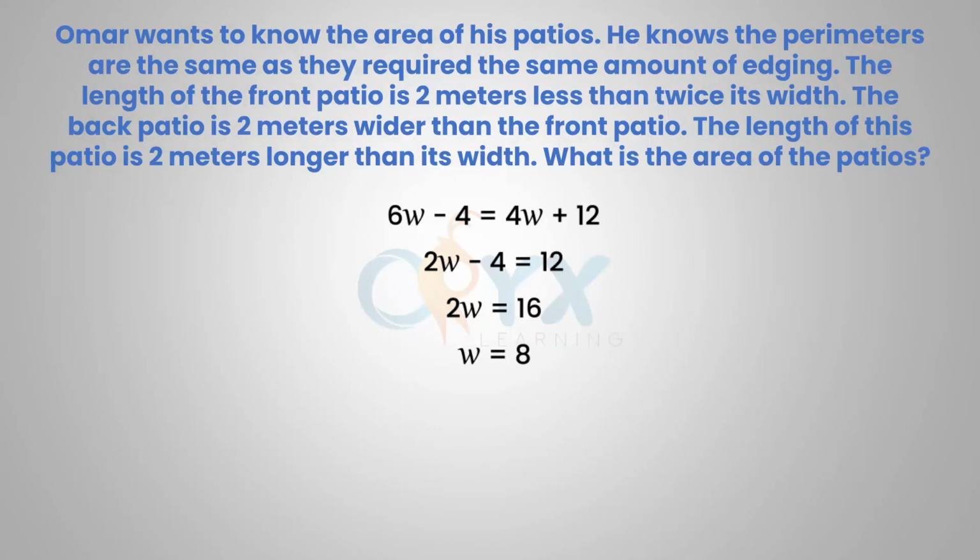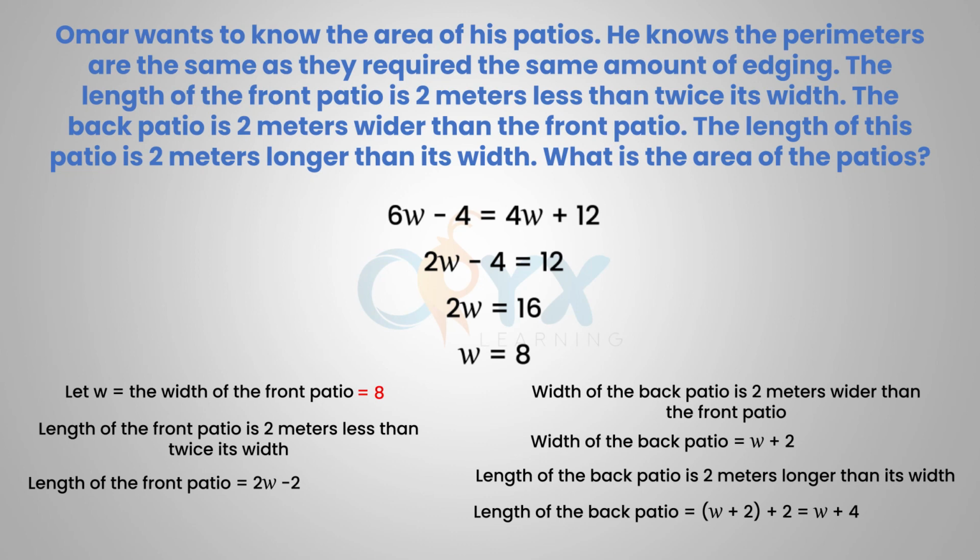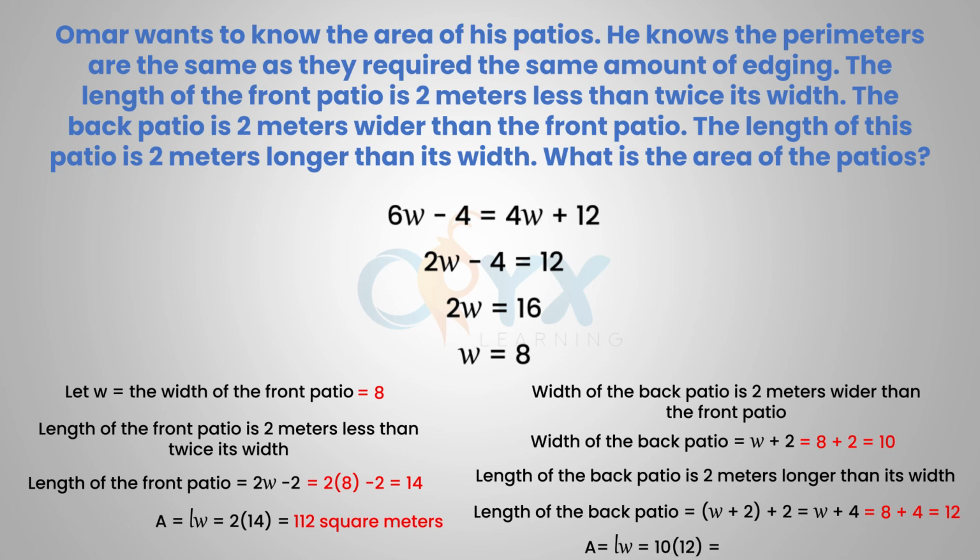Right, so if the width of the front patio is 8, then the length is 2 times 8 minus 2, so 16 minus 2, which is 14, which gives me an area, length times width, of 8 times 14, which is 112 square meters. If I put the 8 into the width of the back patio, 8 plus 2 is 10, so the width of the back patio is 10. Substituting 8 into the length of the back patio, I get 8 plus 4, which is 12. The area, again, length times width, 10 times 12, is 120 square meters.